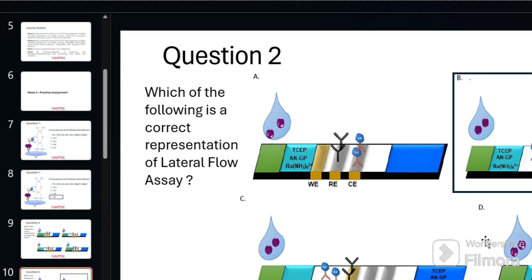So whenever you are seeing anything, the main detection that will happen by the primary antibody will happen at the working electrode itself. So keep that in mind.